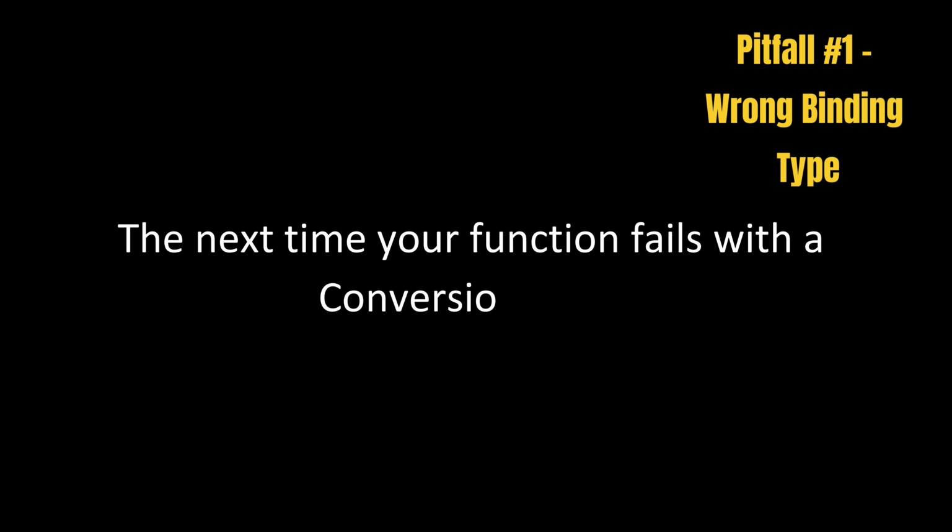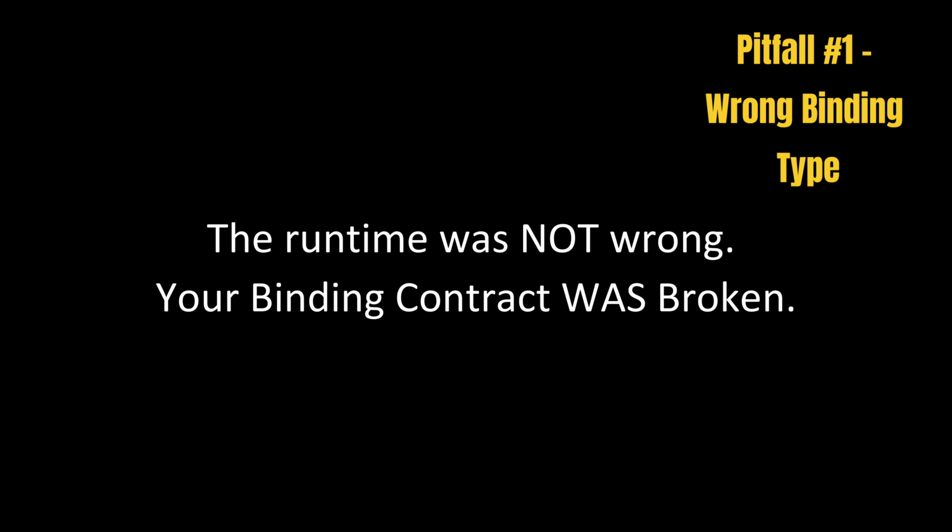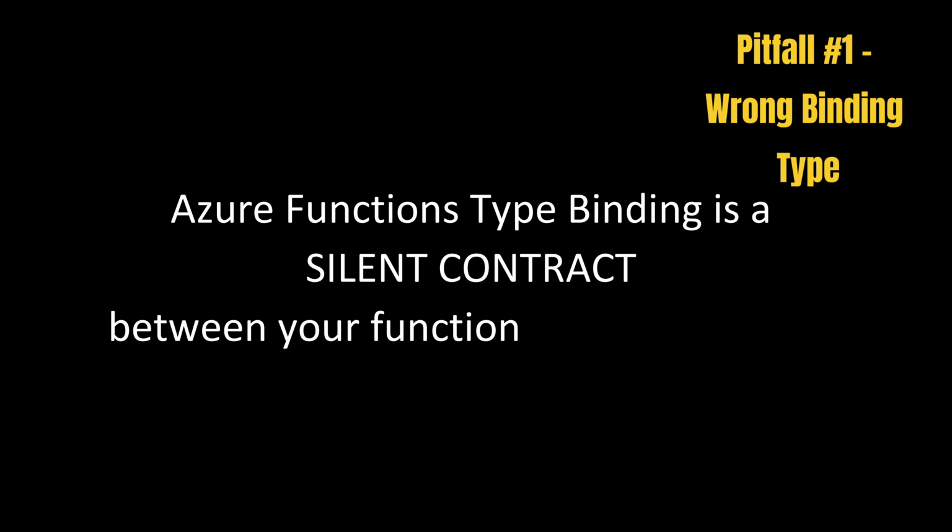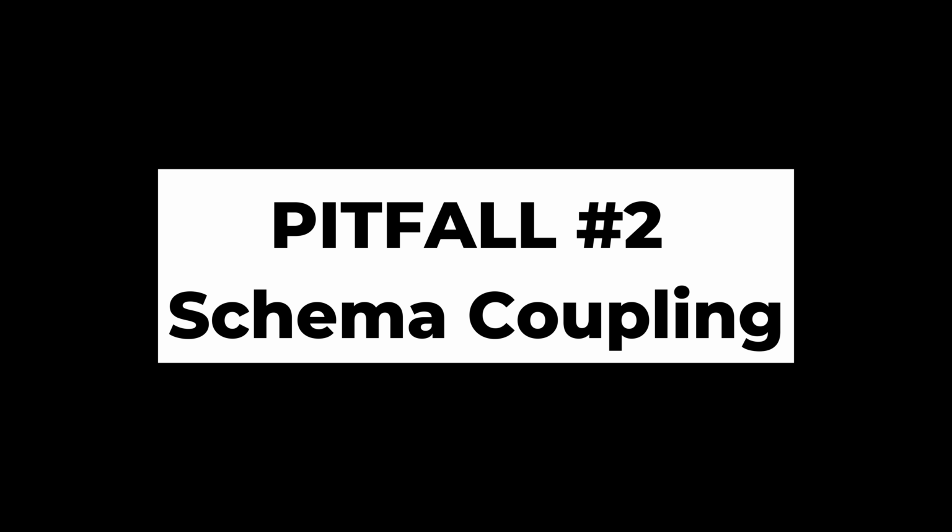So the next time your function suddenly fails with a conversion error, remember the runtime wasn't wrong, but the binding contract was broken. Azure Functions type binding is a silent contract between you and the runtime. Getting your types wrong will crash your function instantly. But what if your function doesn't crash? It just silently ignores new messages. That's our next trap: schema coupling. When good payloads turn bad.